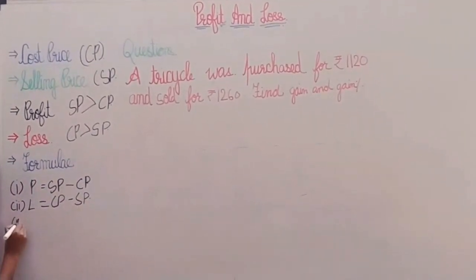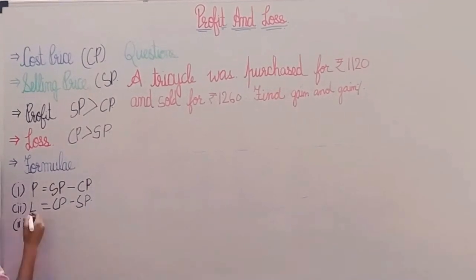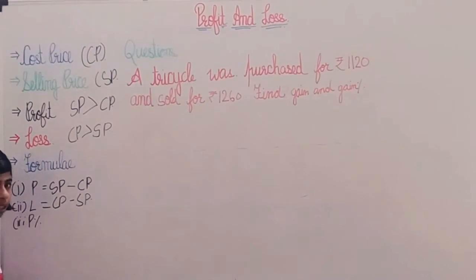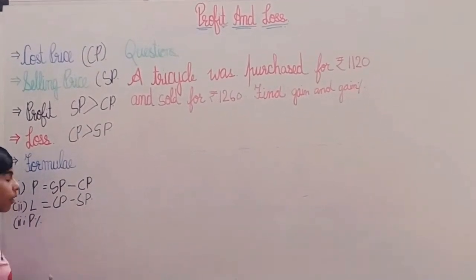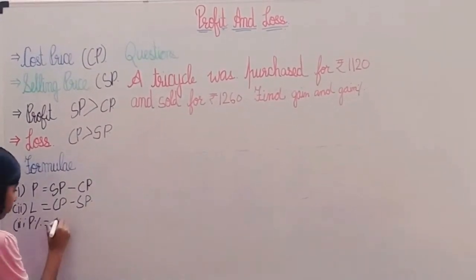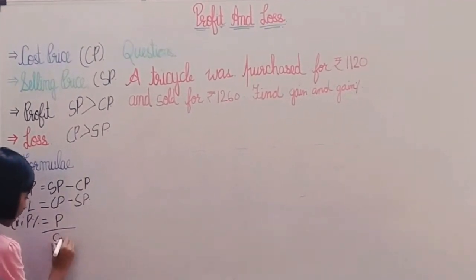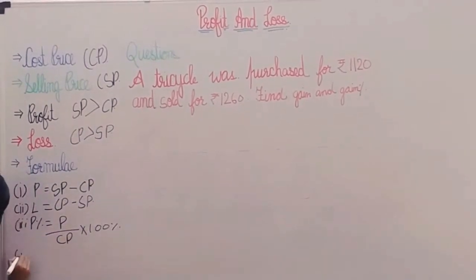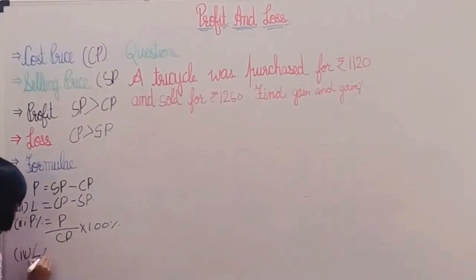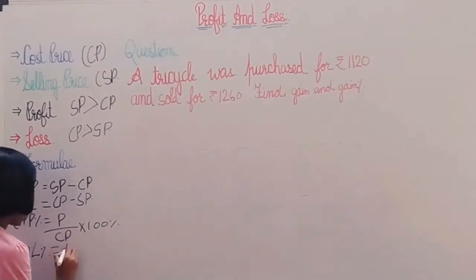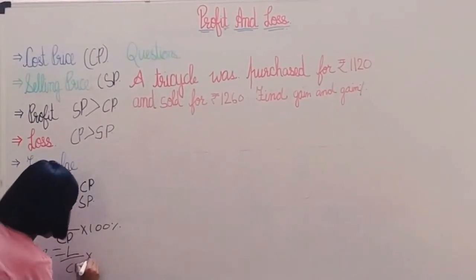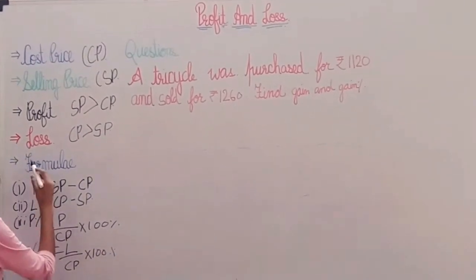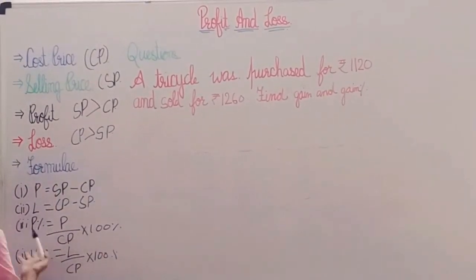So now we are going to find out how we can find the profit percentage. The profit percentage is nothing but the profit on 100 rupees, which would be profit divided by CP into 100 percentage. The next is loss percentage. It is loss divided by CP into 100 percentage. So now we have found the profit and loss, profit percentage and loss percentage.